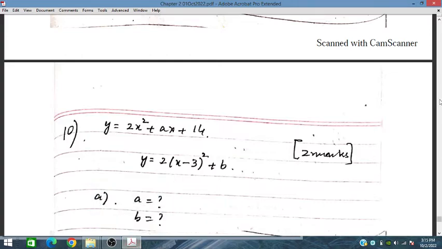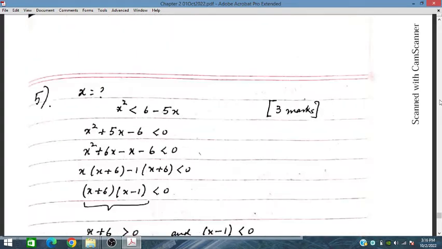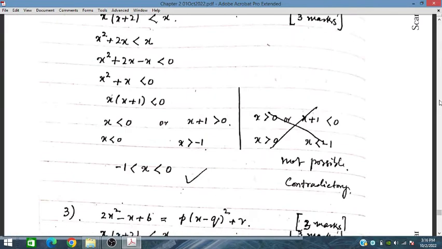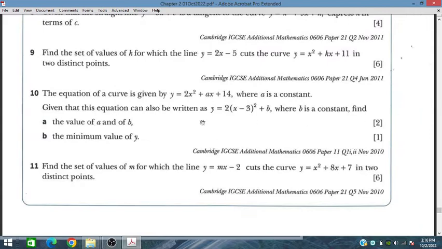Question number 10. The curve given by this, where a is a constant, can also be written in this form. So we have to write this equation in this form, for which we get 2 marks, and the minimum value can easily be seen from this. So this 3 and b gives you the minimum value, if b is the minimum value.